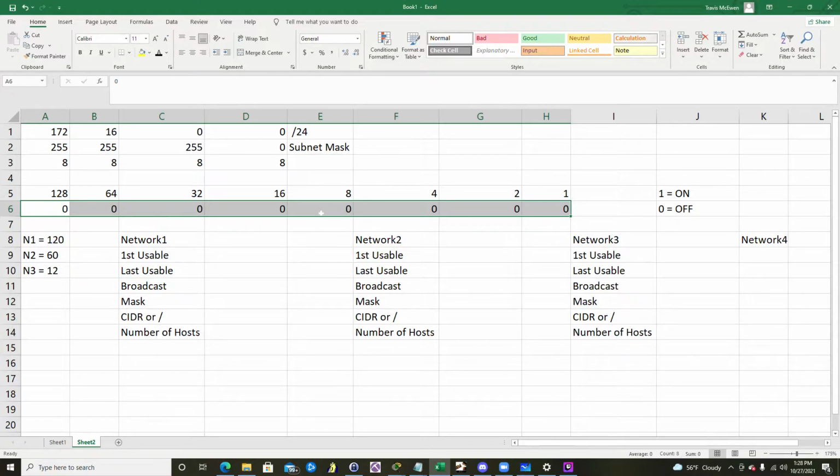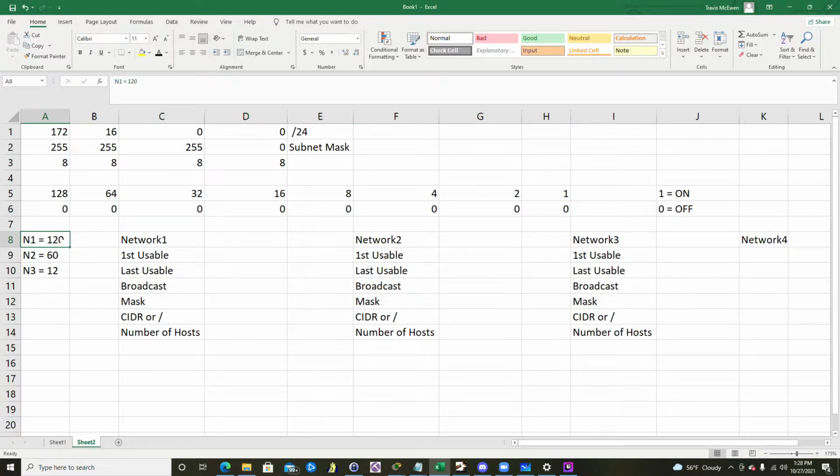So for actually subnetting, what we're doing in this lab is we have 3 networks that we're creating. We're creating a network for 120 hosts, a network for 60 hosts, and a network for 12 hosts. So let's walk through how we can do this. What I like to do is write out this little chart of information. So I have my network, my first usable IP address, my last usable IP address, my broadcast, my mask, my CIDR notation, and also the number of hosts.